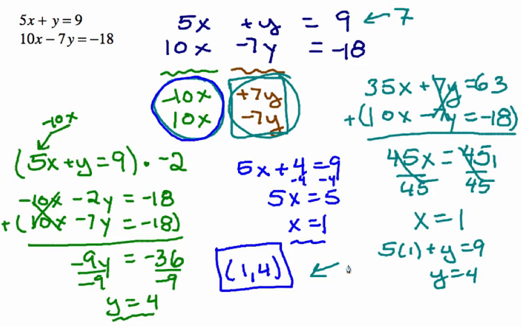So our answer is correct that we got from doing it the other method, 1, 4. X equals 1, y equals 4 is the coordinate point where those two lines would intersect on a graph.